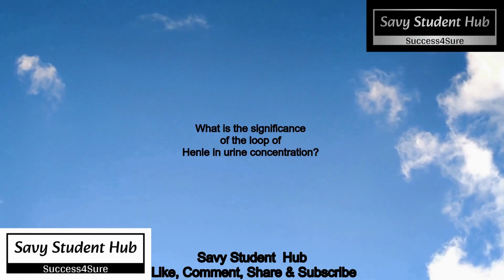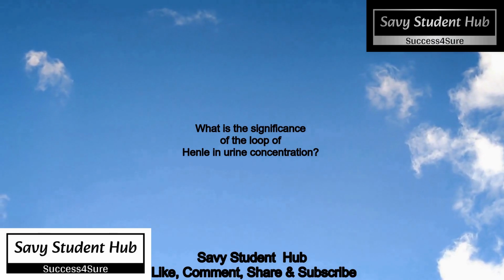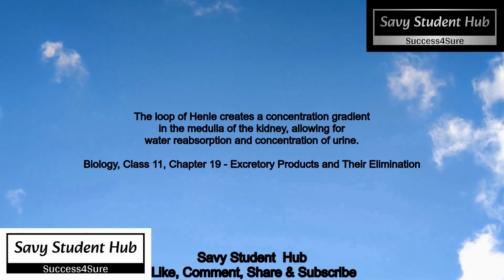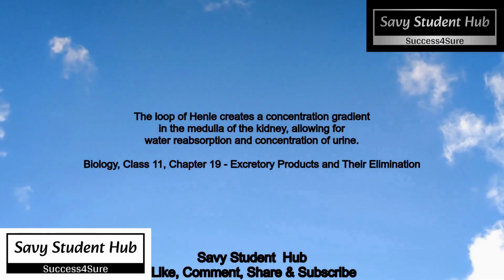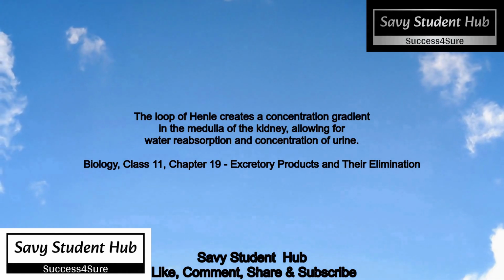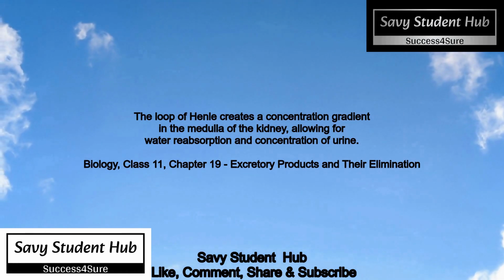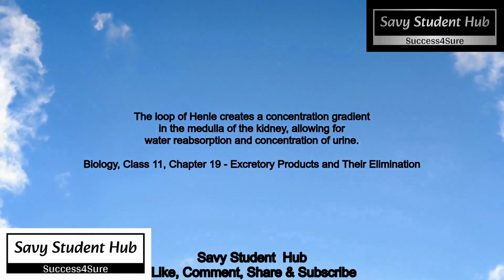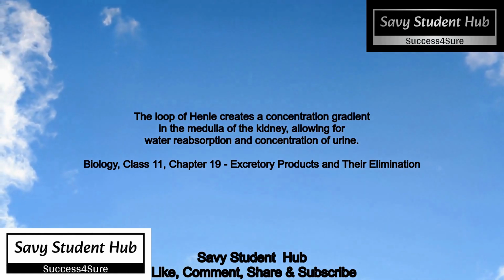What is the significance of the loop of Henle in urine concentration? The loop of Henle creates a concentration gradient in the medulla of the kidney, allowing for water reabsorption and concentration of urine.